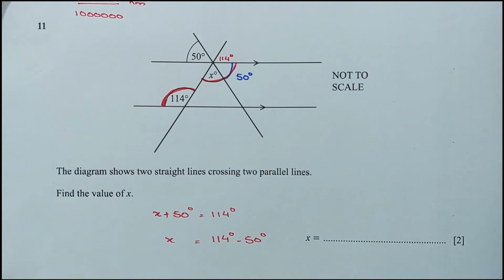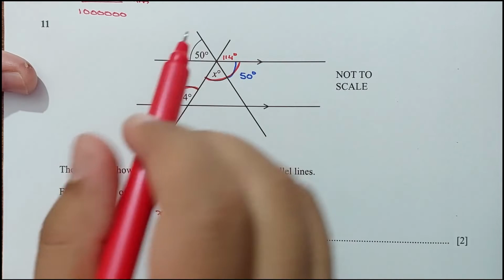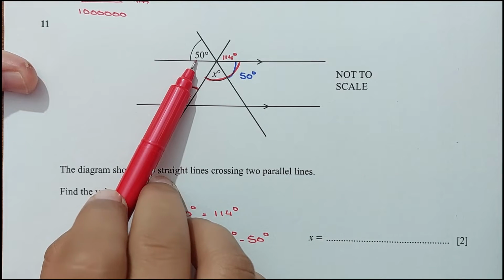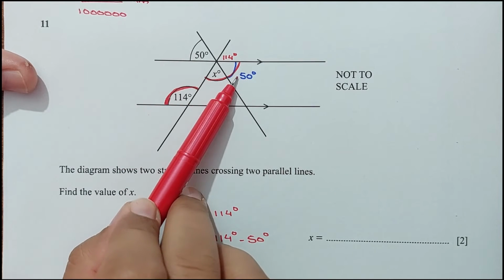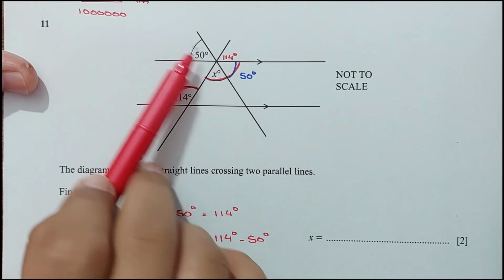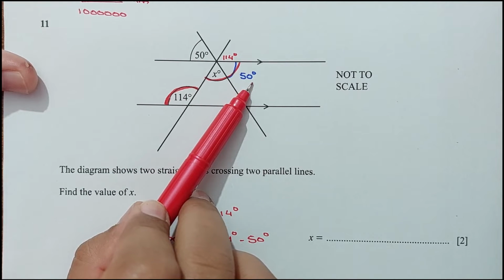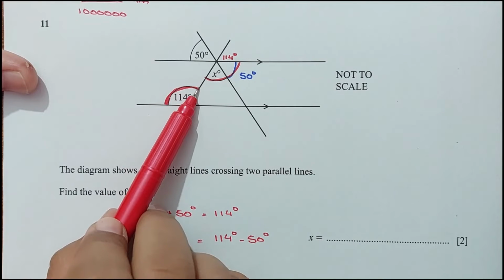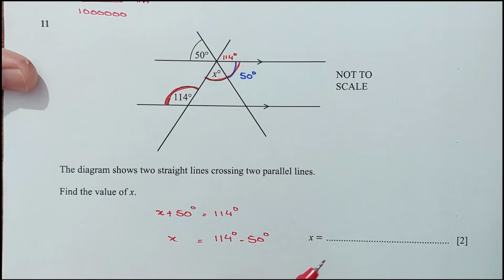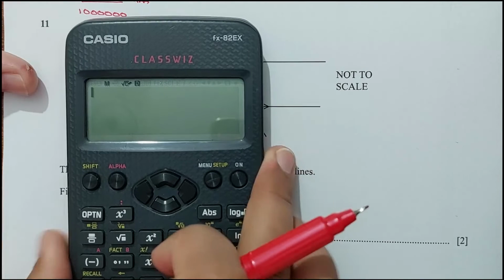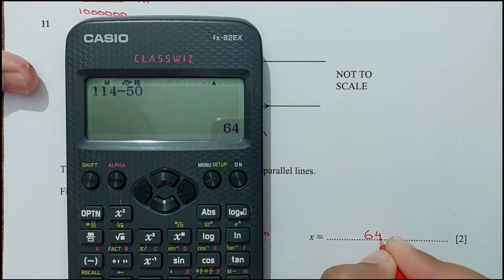So here we have to first use the concept of vertically opposite angles. Let me explain one more time. This angle is 50 and this angle is 50. These are 2 vertically opposite angles, and vertically opposite angles are the same. Then we use the concept of alternate angles. This angle is 114, so this angle is also 114. So easily we can find the value of x. 114 minus 50 is 64 degrees, that is x.